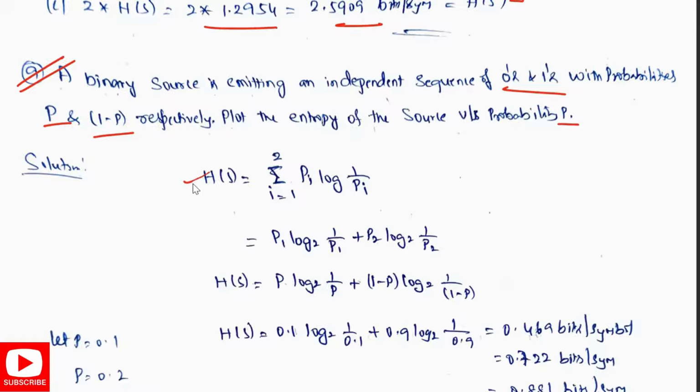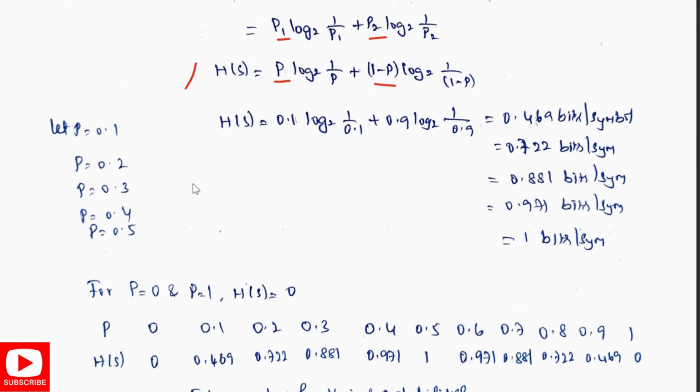H of S, the entropy formula. For that, one you consider as P1, another one you consider as P2. P1 is given as P only and P2 is given as 1 minus P. So let us consider P as 0.1, 0.2, 0.3, 0.4 like that. If we consider P as 0.1, then 1 minus P is 0.9. Similarly, do it for 0.2, 0.3, 0.4, 0.5.